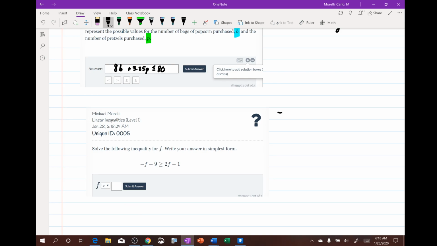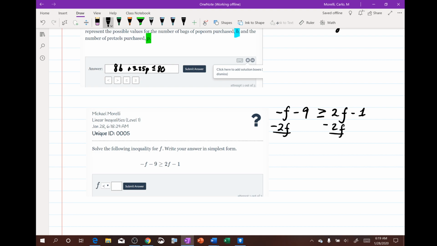We have negative f minus 9 greater than or equal to 2f minus 1. We're just solving for f, basically, on the left side. Okay, so what would be our solution steps? Well, we want to get f by itself. Right now we have f on the left and the right, so we'll start by subtracting 2f from both sides.